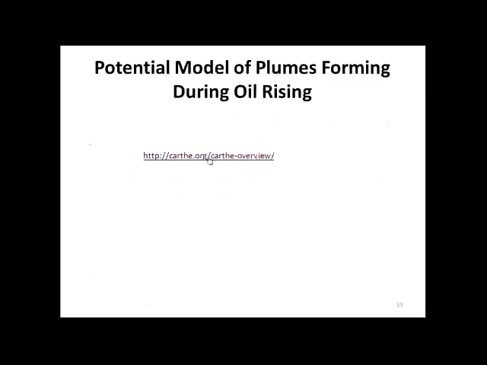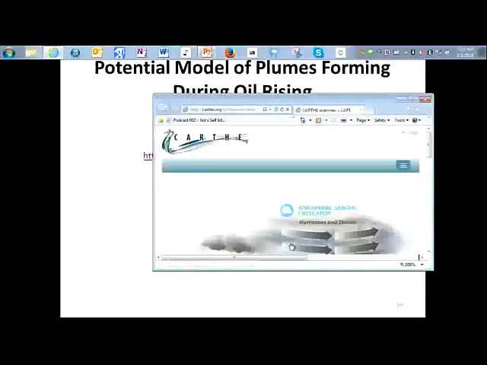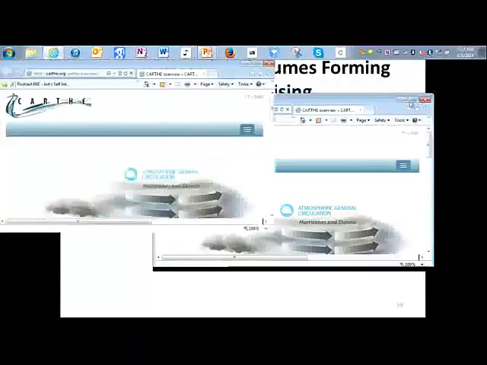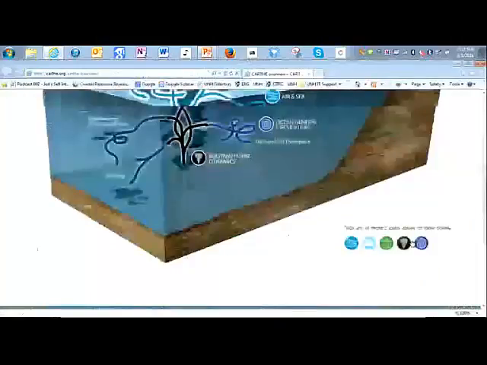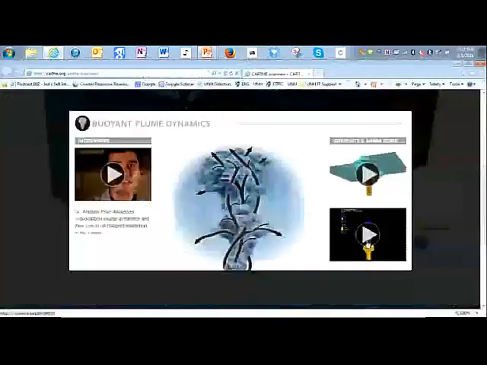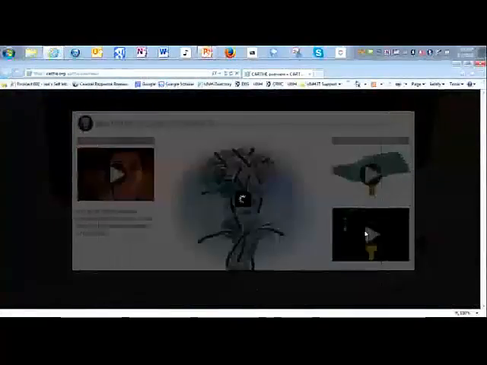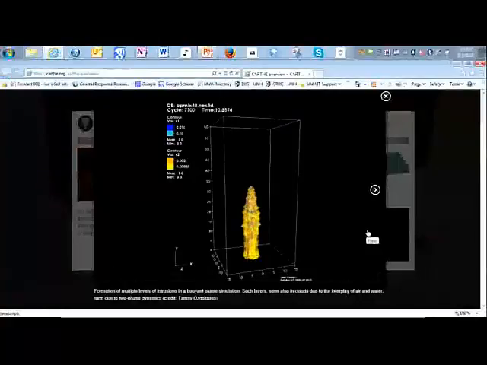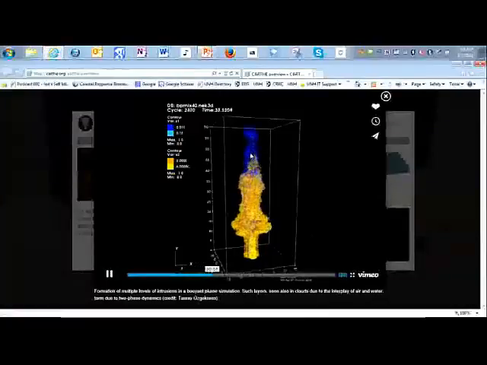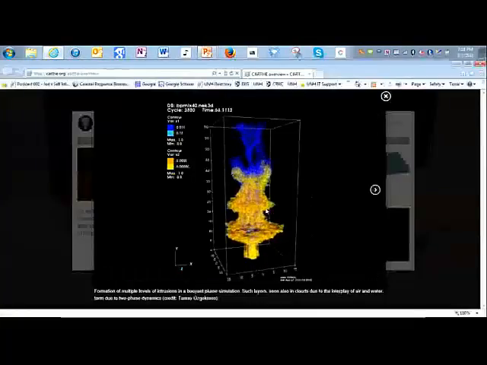Now, I'm going to show you a little model of what actually happens, because all the oil doesn't flow to the surface. This is a website of Carthy, which is one of the consortia looking at how oil flows. Here's their little mathematical model of what happens. Here's the oil coming up, and you'll notice it's rising to the surface. It's getting more and more diffuse. And look at what's happening here. See these secondary little layers that are forming?